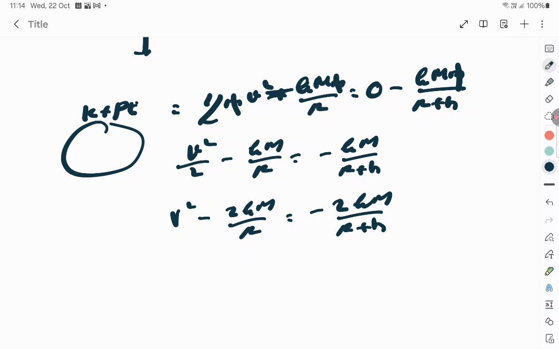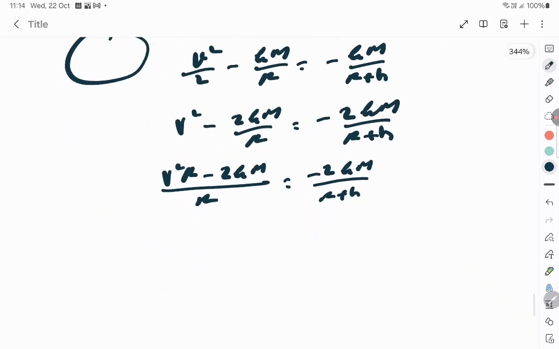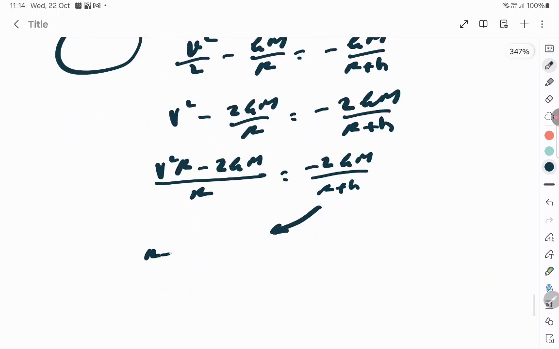And you're going to find what is R plus h, right? So if you take an LCM here, you get v square R minus 2 gm by R is equal to minus 2 gm by R plus h. Let's reciprocal this. And R plus h by 2 gm is equal to, taking the negative sign to the other side and switching the values.